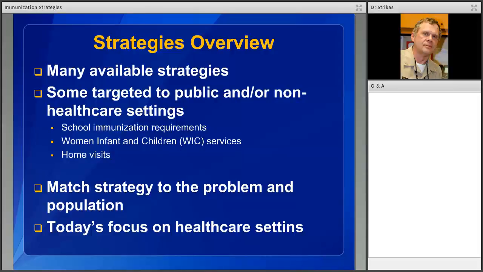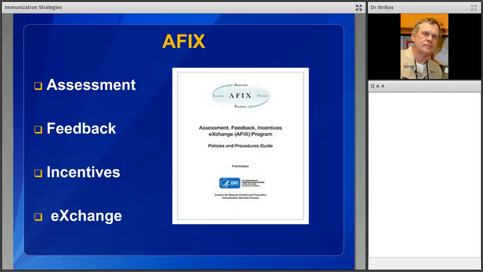Some proven strategies, such as reducing costs, linking immunization to women, infants, and children or WIC services, and home visits by medical personnel, are well suited to increasing rates among specific populations, such as persons with low access to immunization services. One key to a successful strategy to increase immunization is matching the proposed solution to the current problem. Although a combination of strategies directed at both providers and the public is necessary for increasing and maintaining high immunization rates, this program focuses on immunization strategies for healthcare practices and providers.